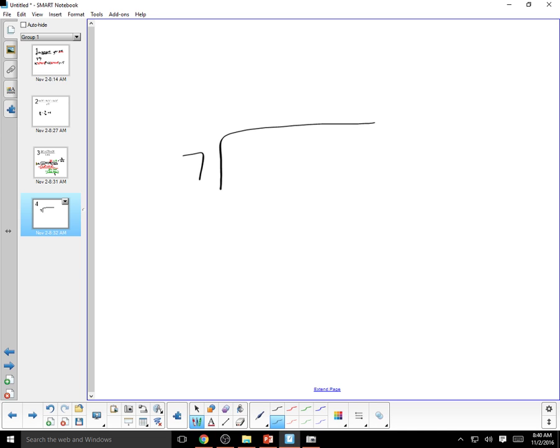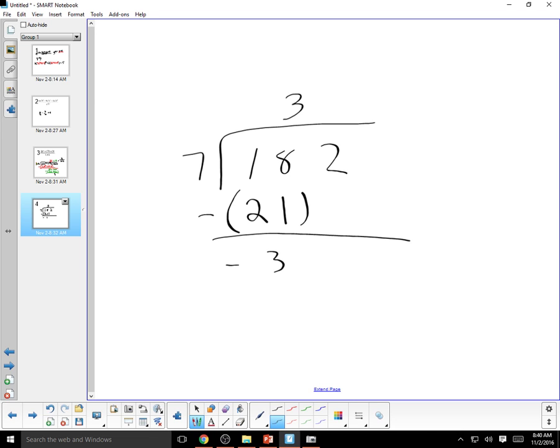Let's go 182. 7 into 18 is 3. Hold on. I want to try something. Someone told me that you couldn't mess this up. You'd find a way. That's fine. 18 minus 21 is negative what, 3? Right? Yeah.